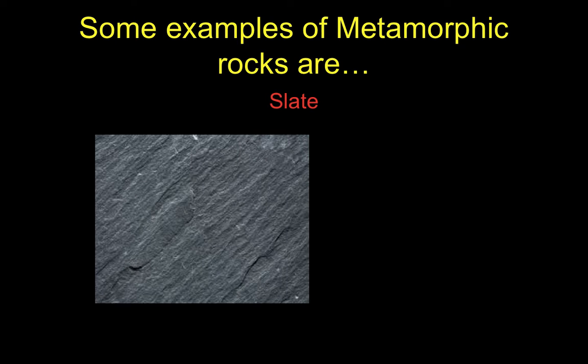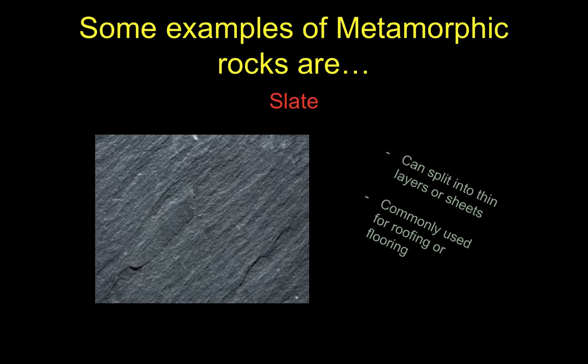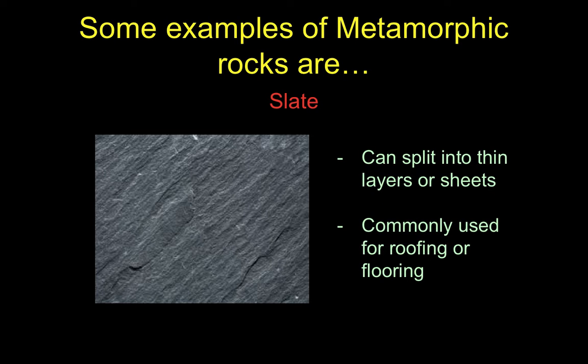Some examples of metamorphic rocks are slate. This one is very common. You can see it around Edmonton. Slate has kind of like little layers. It's hard to see in this picture, but if you look at slate, there's lots of little layers to it. So you can actually peel off the layers of it. It's commonly used in Edmonton and around the world for roofing or flooring.